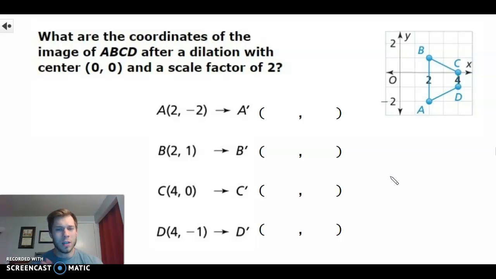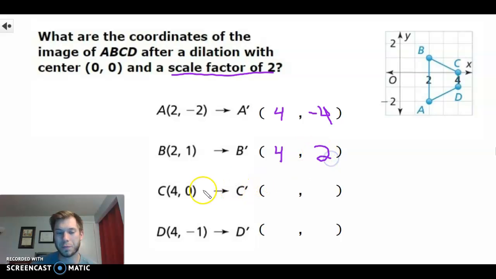Okay, guys, to find this out, it's important that we note that we have a scale factor of 2. So that means we can multiply each ordered pair, the x and y, by 2 to get our new ordered pairs. When we do that, we have 2 times 2, which would get us 4. Negative 2 multiplied by 2 would get us negative 4. Then we're going down to B and B prime. 2 multiplied by 2, once again, is 4. 1 multiplied by 2 gets us 2.